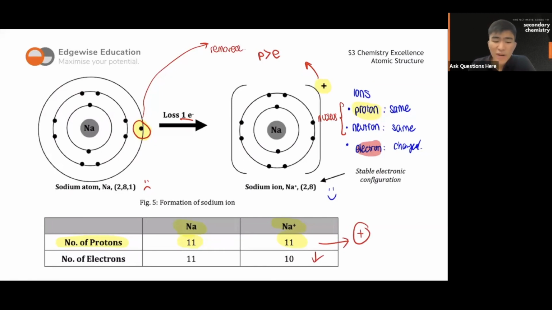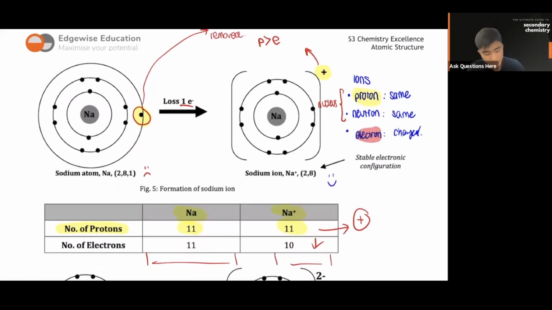Now, I want you to write out the electronic configuration of this and this as well. So let's write out over here, shall we? Let's write out the electronic configuration. It should be quite easy for you already.